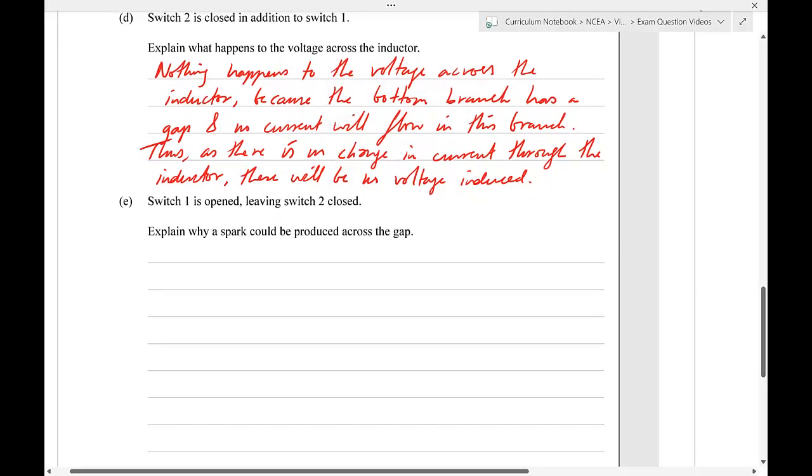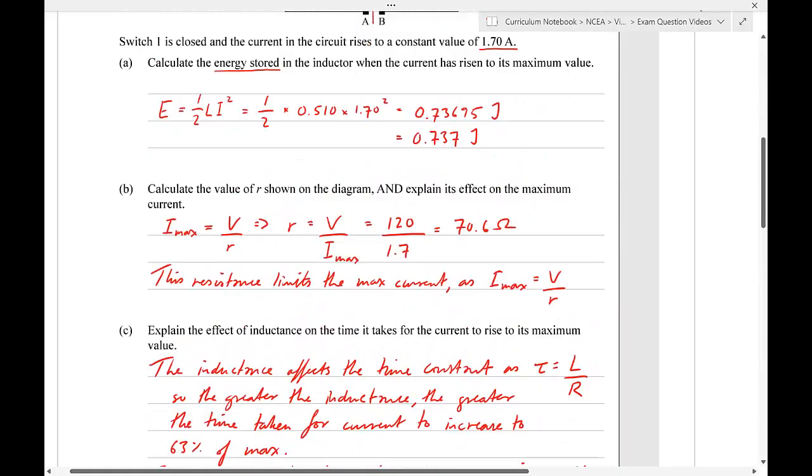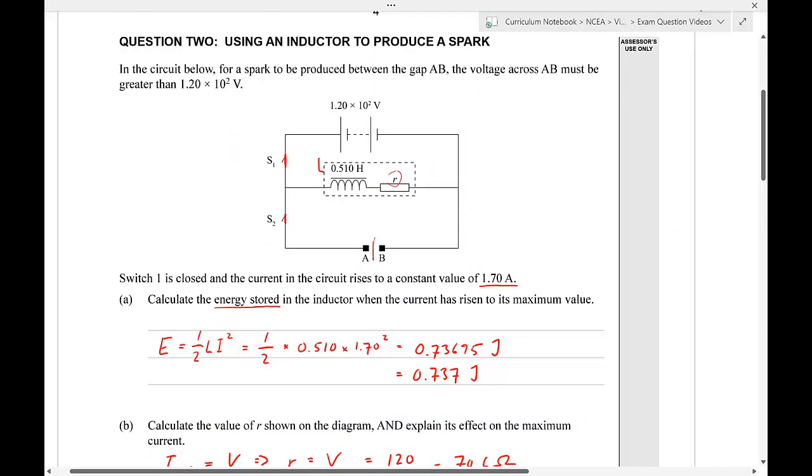Switch 1 is opened, leaving switch 2 closed. Explain why a spark could be produced across the gap. Let's have a look here. So there's a current flowing through this branch, and we suddenly open this switch. That means that the current will suddenly stop, so we'll get a very quick decrease in the current, which means that we will have a very large voltage across the inductor, which means that we might be able to produce a voltage large enough to create a spark across that gap.